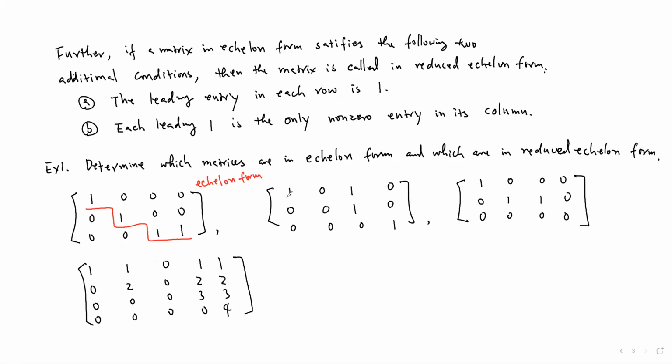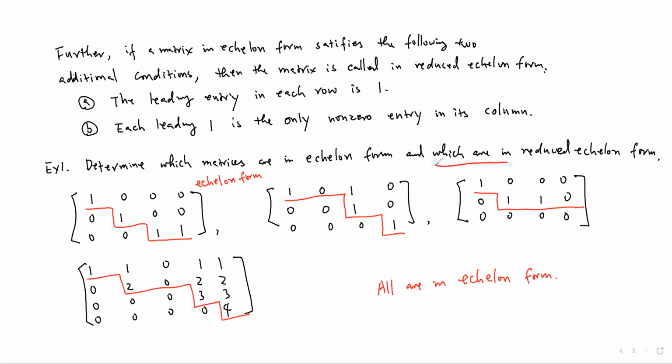And also this matrix is in epsilon form. How about this one? Yeah, I think so. In epsilon form, it satisfies all the three properties in the definition. Now, all matrices are in epsilon form.